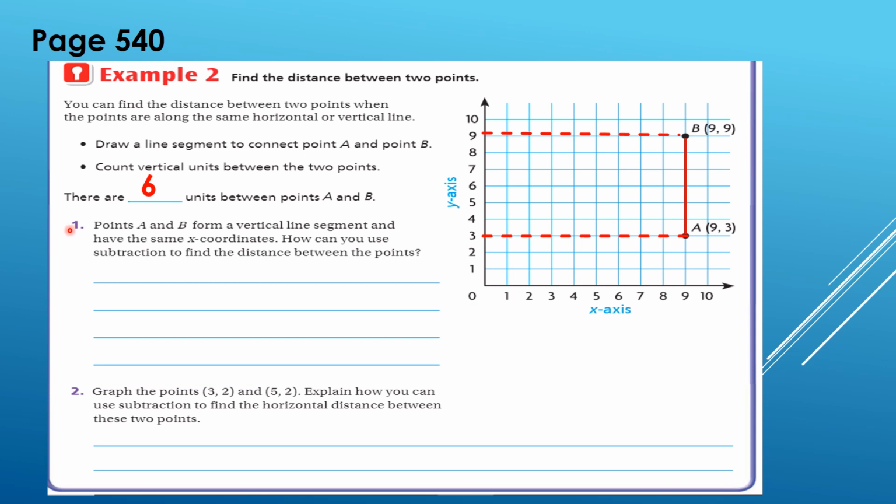So let's start with question number 1. Points A and B form a vertical line segment, which is this line, and they have the same x-coordinates. How can you use subtraction to find the distance between the points? So the book says, how can you use subtraction? So what do I subtract, students? Do I subtract the x-coordinate, 9 and 9? No, that doesn't make sense, because if I subtract 9 minus 9, it will be 0. So what do I subtract? Perfect. I'll subtract the y-coordinate.